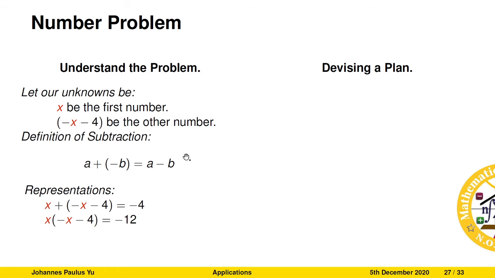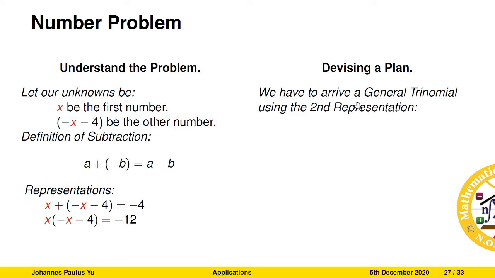Let us now devise a plan. So, what are we going to do in order to find these numbers? The task is to arrive at a general trinomial using the second representation, the product. And the general trinomial contains a degree of 2 equation, no? Kaya kung na tayo general trinomial, dali na lang kayo na ito pag-factor. Ma-apply na ito ang factoring.